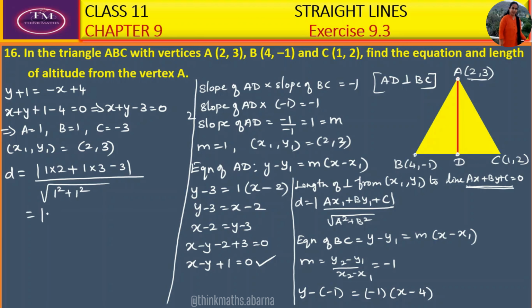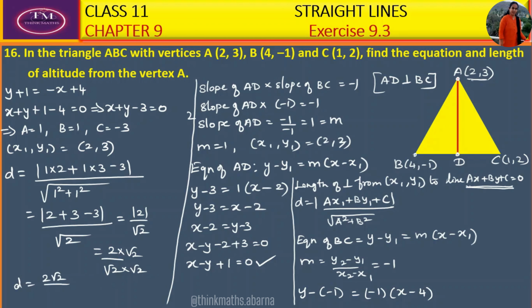So 1 into 2 is 2, plus 1 into 3 is 3, minus 3, divided by the square root of 1 square plus 1 square. 1 plus 1 is 2, and the 3 minus 3 gets cancelled. So modulus 2 divided by root 2. Modulus 2 is 2, so 2 by root 2. Multiplying and dividing by root 2, we get d equal to 2 root 2 by 2, so 2 gets cancelled. So the distance is root 2 units.